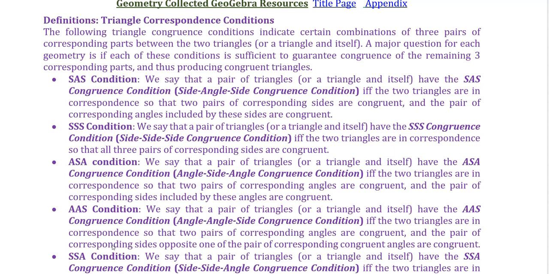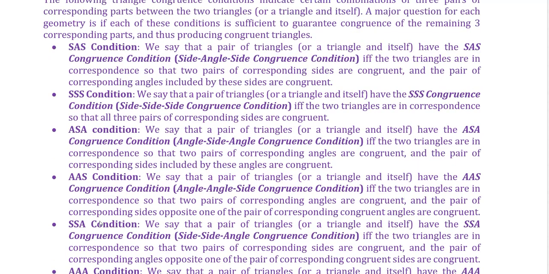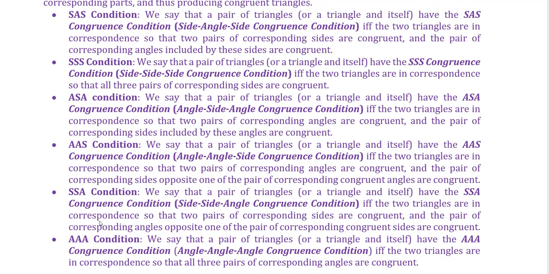So the correspondence conditions, let's identify them. There's 6 of them. There's this SAS condition, or side-angle-side congruence condition. We say that a pair of triangles, or a triangle with itself, have the SAS congruence condition if and only if the two triangles are in correspondence so that two pairs of corresponding sides are congruent, and the pair of corresponding angles included by these sides are congruent. And then the question is, is that condition enough to make the triangles actually congruent or not? And the answer may depend on which geometry we're in.